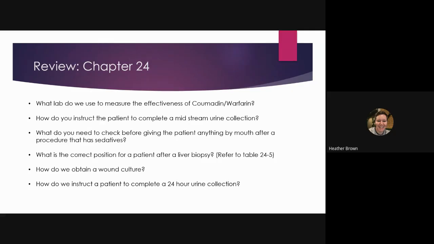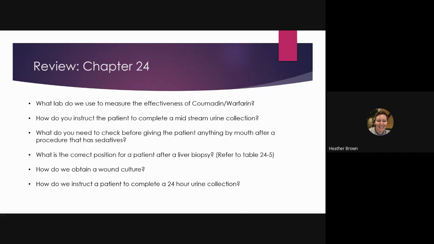So the big thing for Coumadin and warfarin, the big lab is the INR. The INR is the big lab for Coumadin and warfarin. Now, when we talk PTT and PT, those big ones go for heparin. Those are also bleeding labs. They're bleeding labs. Those are important labs for other bleeding medications.